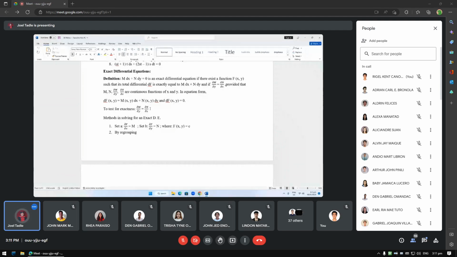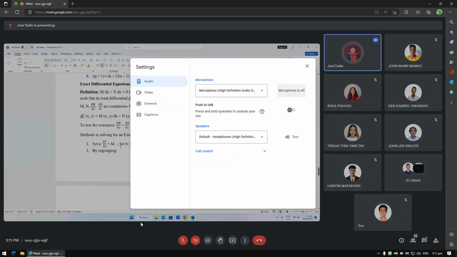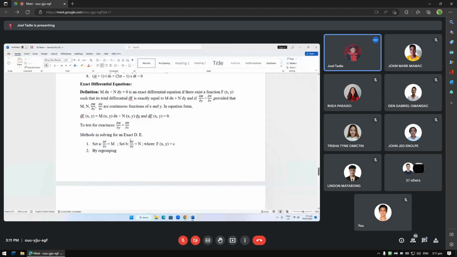So this is our basis to test the exactness of the differential equation. Then there are two methods in solving for this type of differential equation. The first one, we have to set that the partial derivative of f with respect to x is equal to M. Then the partial derivative of f with respect to y is equal to N, where f, which is a function of two variables x and y, is equal to the constant of integration c, the arbitrary constant.